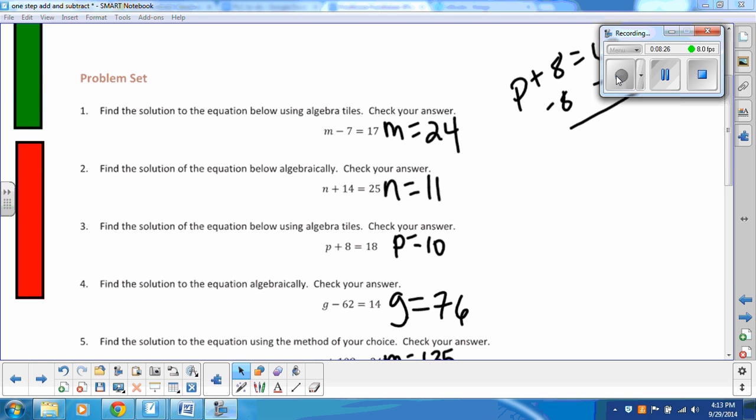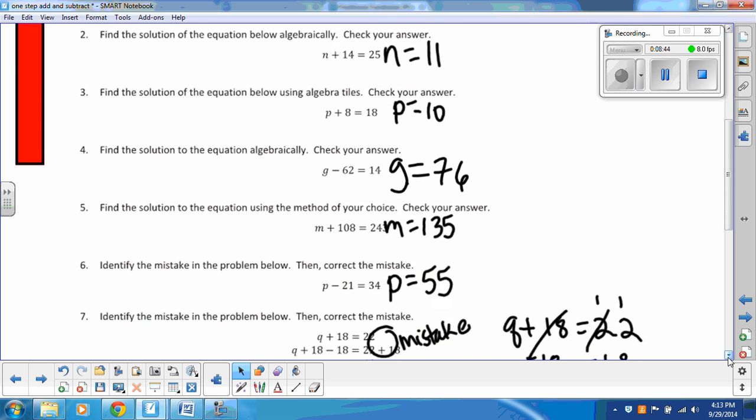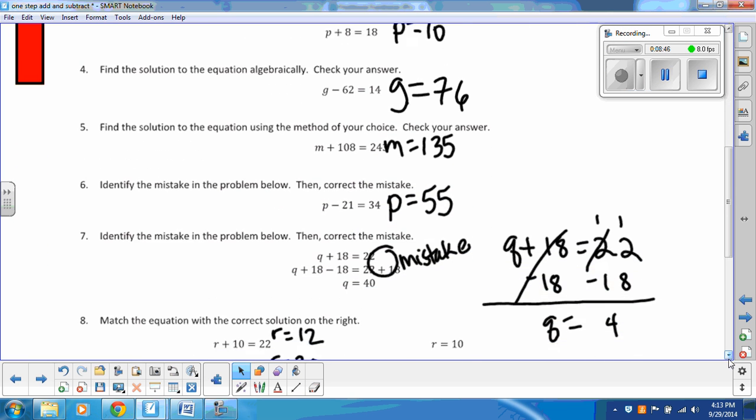All right, guys, here are your answers to the problems that you tried on your own. Number 1, M equals 24. Number 2, N equals 11. Number 3, P equals 10. Number 4, G equals 76. Number 5, M equals 135. Number 6, P equals 55.